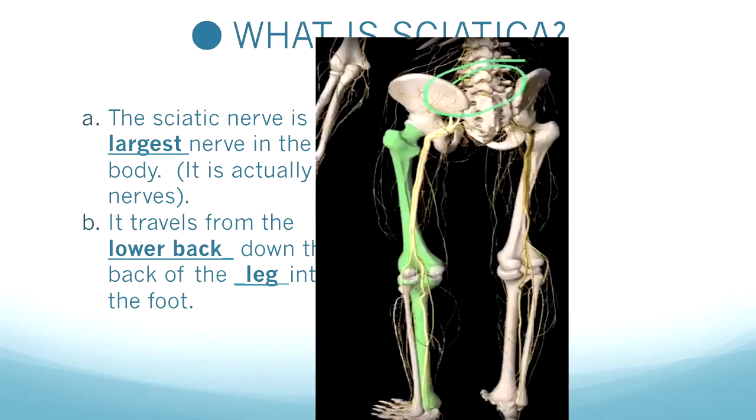So you can see by the area that I have circled here, those lumbar vertebrae are right above that sacrum, and the nerves come out of there, travel through the posterior portion of your hip and your buttock, and travel down the back of your leg. Sometimes you can even feel it in the front of the thigh. It goes down the back of the knee, down to the lower leg, and sometimes into the foot. The sciatic nerve is actually the largest nerve in the body.